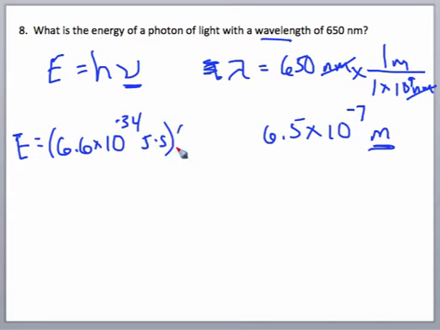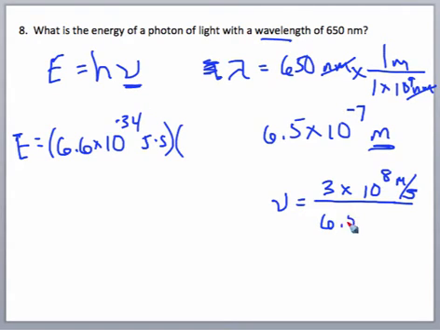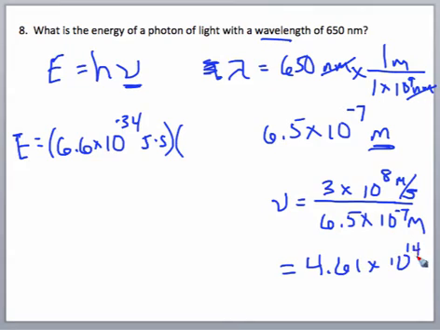Joules times seconds. Now we still need nu here, so we just have wavelength. So let's calculate nu. Nu is equal to c, which is a constant, the speed of light, over our wavelength. And when we do that math, we should get 4.61 times 10 to the 14th inverse seconds. So that is our value for nu.